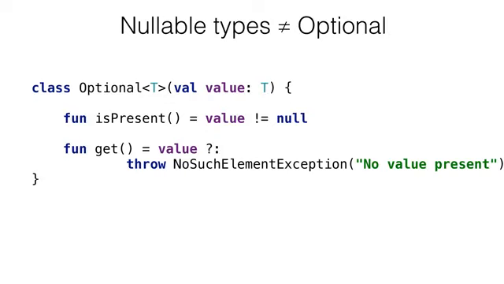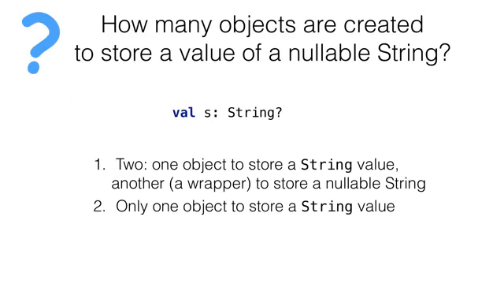However, of course, these solutions solve the same problem, but they are very different in terms of the performance, because option types are a wrapper which wraps the actual object, and you always have to access it. So for each value, an extra object is created, while nullable types don't create any wrapper; it's just implemented using annotations. To make sure you understand it, answer this question: how many objects are created to store a value of a nullable string? The answer options are either 1 or 2.